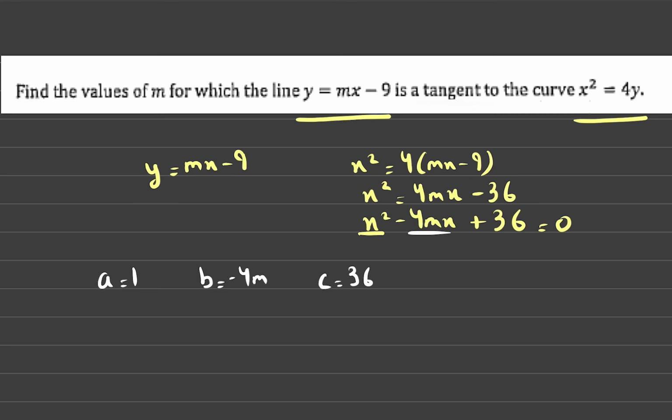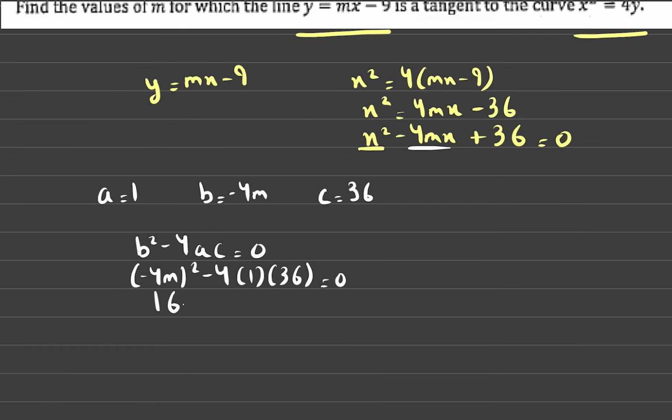In tangent to the curve, what did I teach you? When do you get one solution? When b square minus 4ac is what? It's equal to 0. So I'm going to write b square minus 4ac equal to 0. What's b? Minus 4m whole square minus 4 into 1 into 36 is equal to 0. So it's going to be 16m square minus 4 into 36, which is what? 144, right? Then 16m squared is equal to 144.